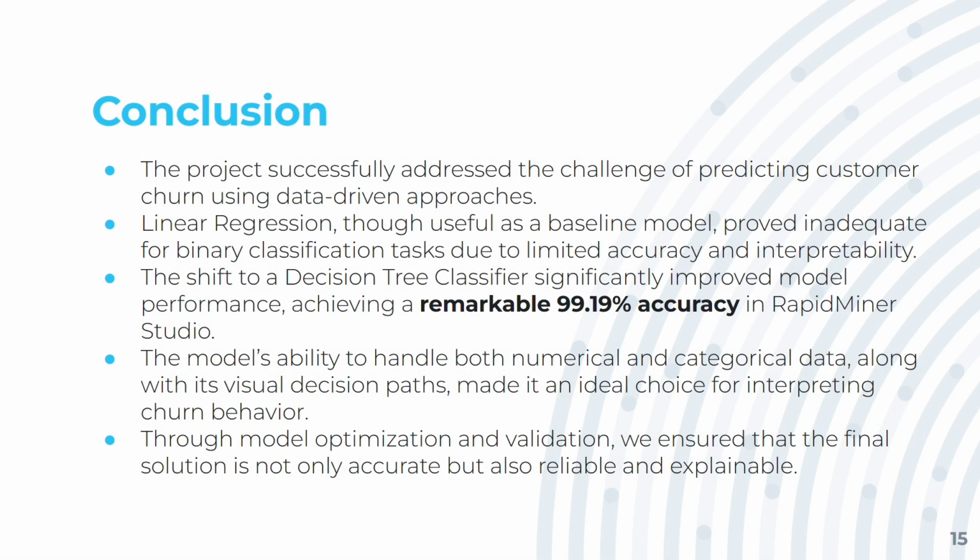Then we came to the conclusion. This customer churn prediction project is used to identify customers who are likely to lose interest or stop using the product, so that we can provide extra features to retain a particular user or a group of users. Linear regression did not have as much accuracy as we expected, so we shifted to the decision tree. It provides 99.19 accuracy in RapidMiner Studio. That is more than what we expected. So here we came to the conclusion. Thank you so much.